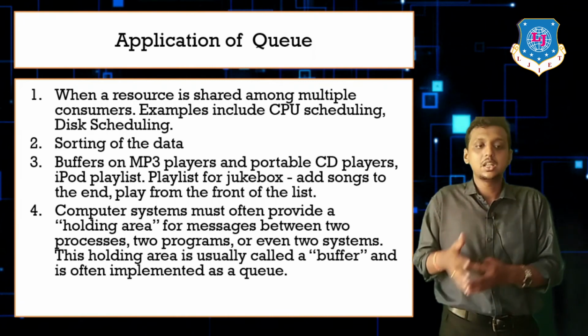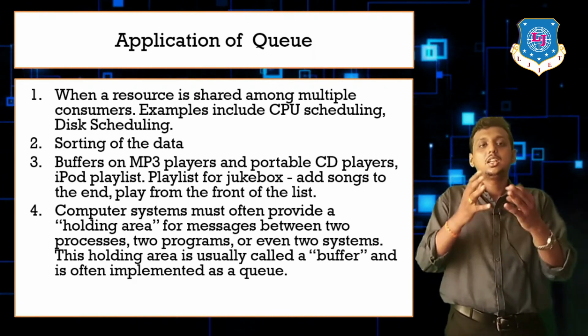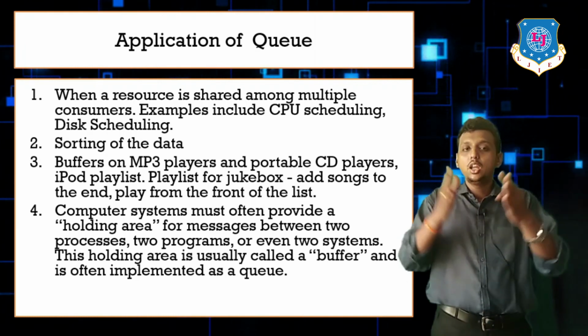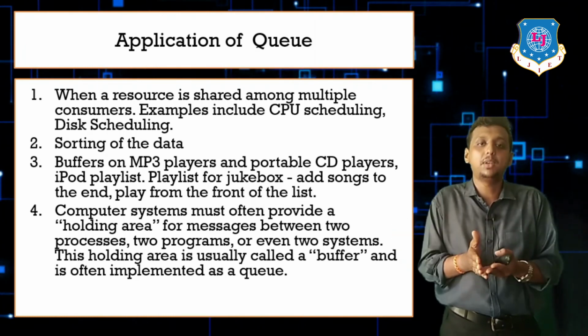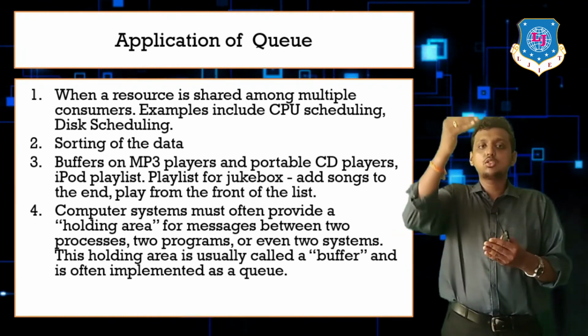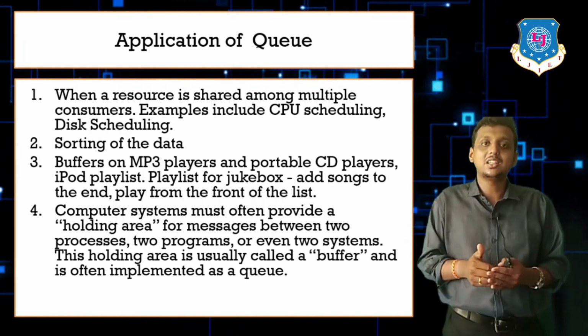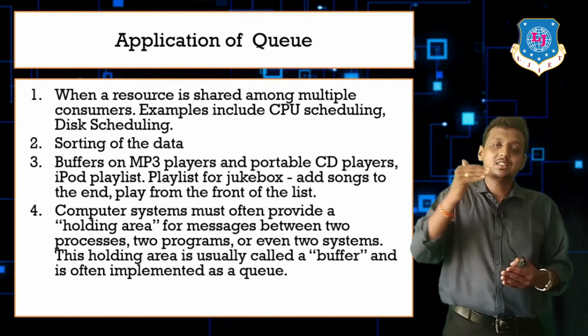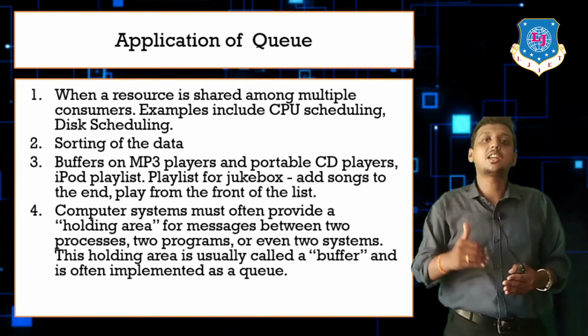The next is sorting the data. Yes, queue is used to sort the data. Next is the buffer on an MP3 player. If you have ever seen an MP3 player where your song playlist is there, the first song will be played first, then the next, then the next, then the next. This is an example of a queue.